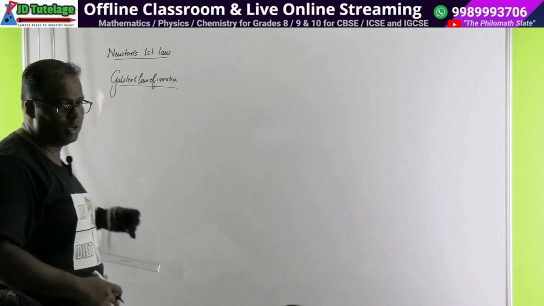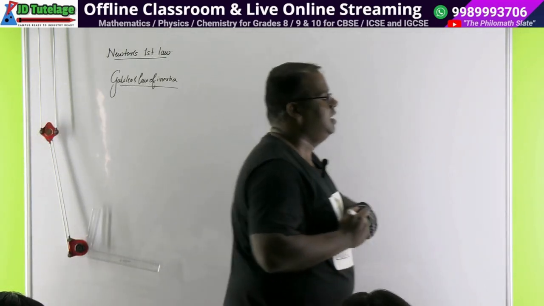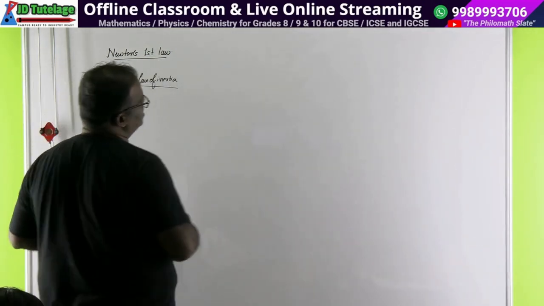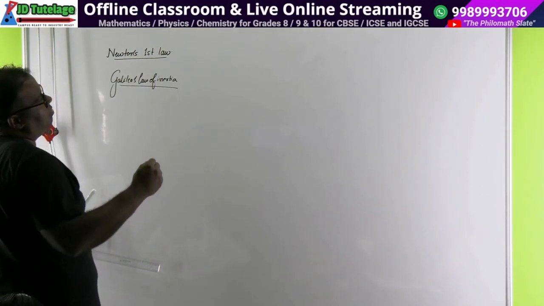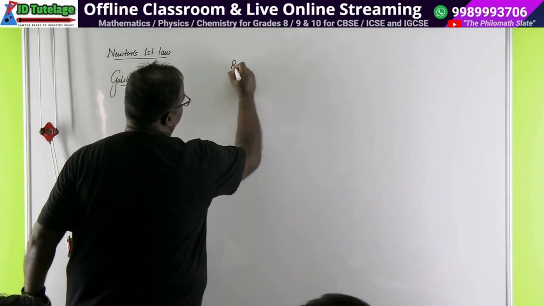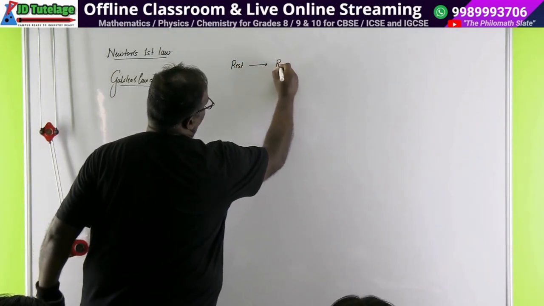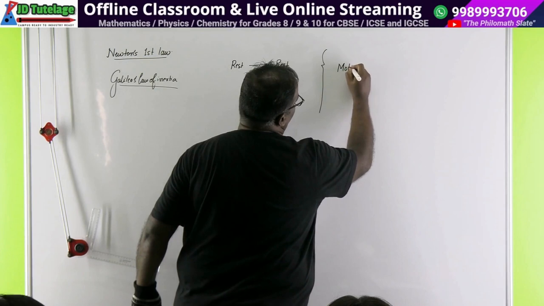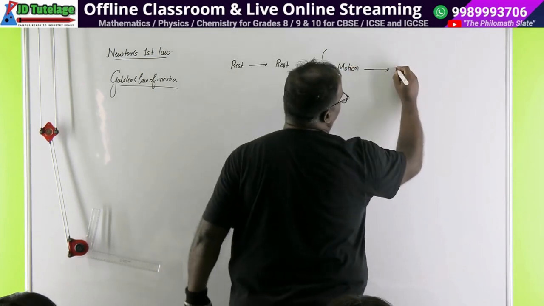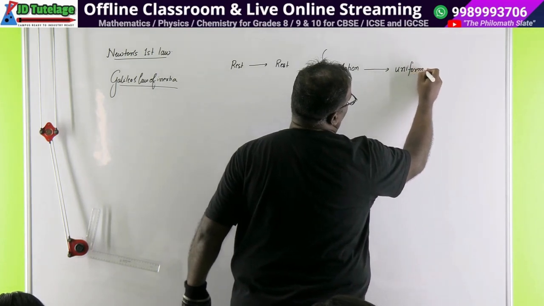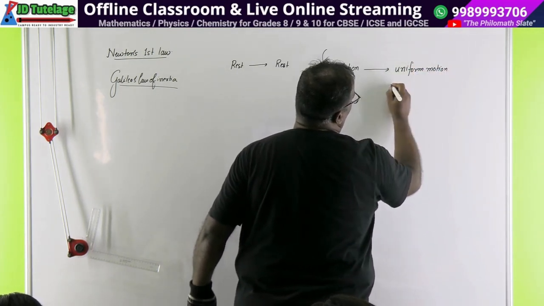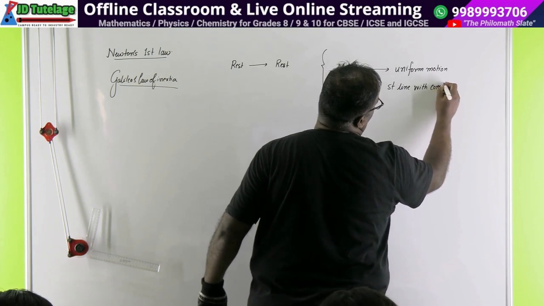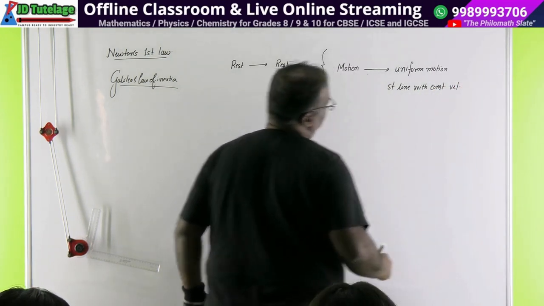Do you want to write it down? Write it down. Newton's law of motion says a body at rest remains at rest. Mark the words properly. If you are at rest, you remain at rest. And there are two cases. If you are in motion, you continue to move with uniform motion, which in other words you can also say is that you move in a straight line with constant velocity. Constant velocity means there is no change in your direction or magnitude.